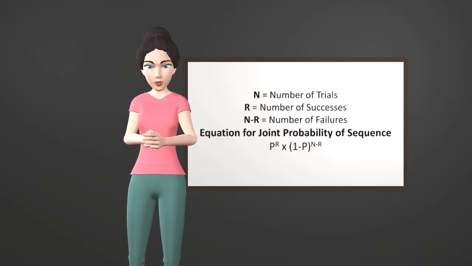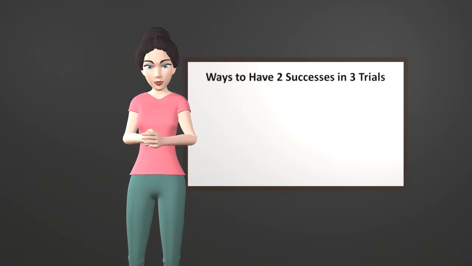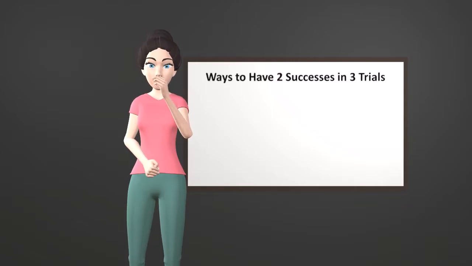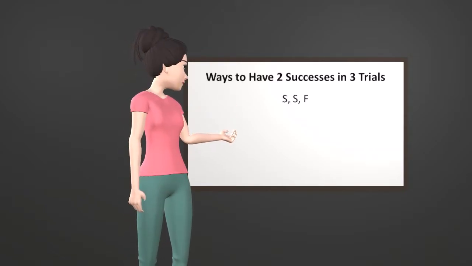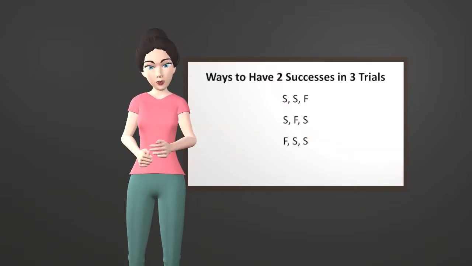The next step is to figure out how many different sequences, that is, patterns of successes and failures, have that same number of successes out of n trials. For example, there are 3 different ways we can have 2 successes from 3 trials. Success, success, failure. Success, failure, success. Failure, success, success.